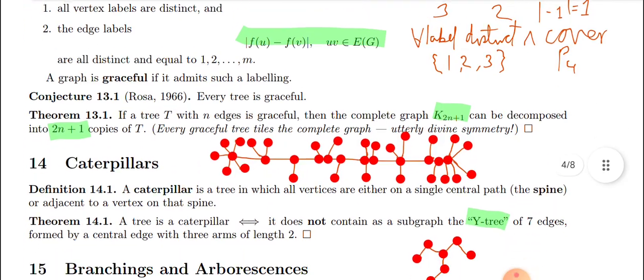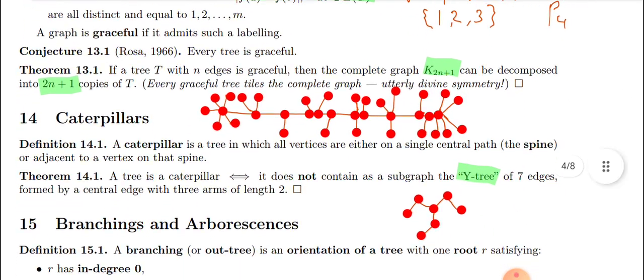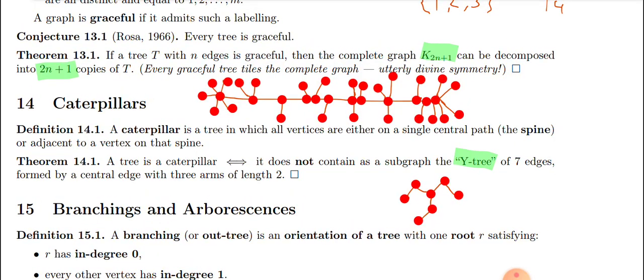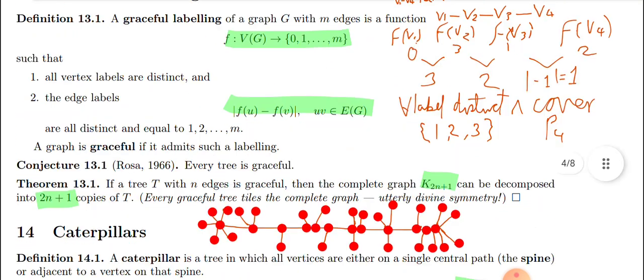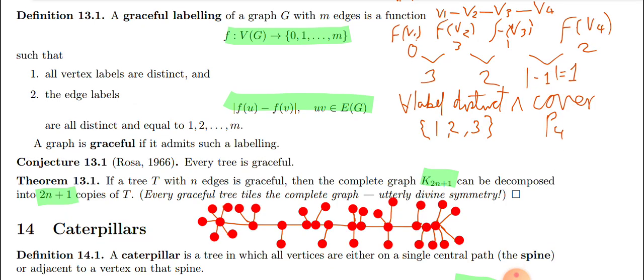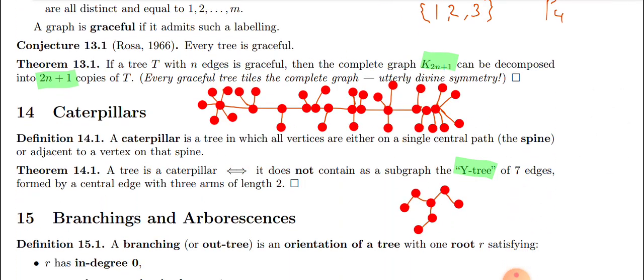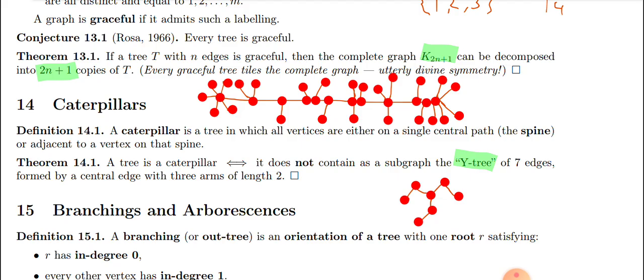They're trees where all the vertices are either located on a single central path, we call that the spine, or they're adjacent to a vertex on that spine. So they're basically just paths with little appendages or legs sticking out, hence the name. Exactly. And Theorem 14.1 or 17.1 gives us a clear structural characterization by telling us what they cannot contain.